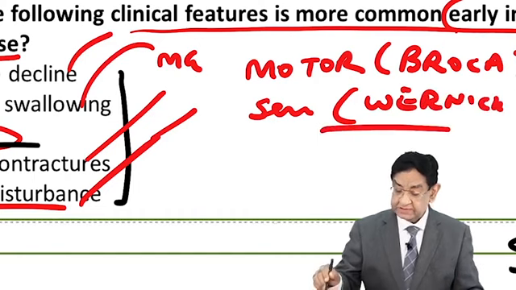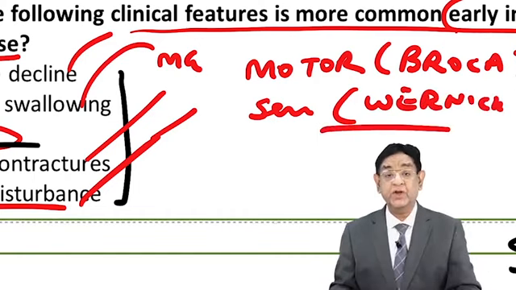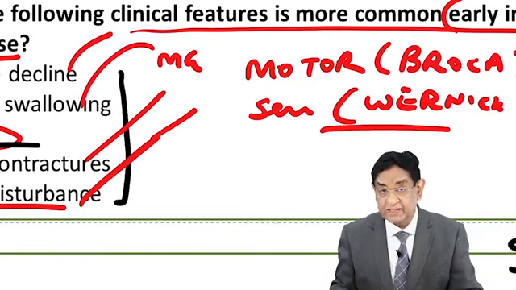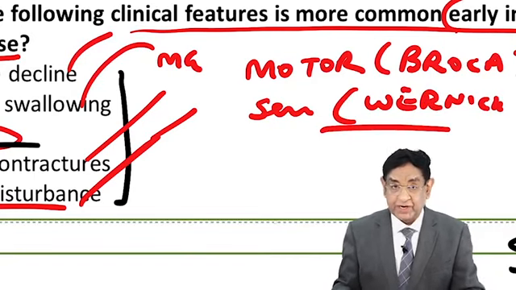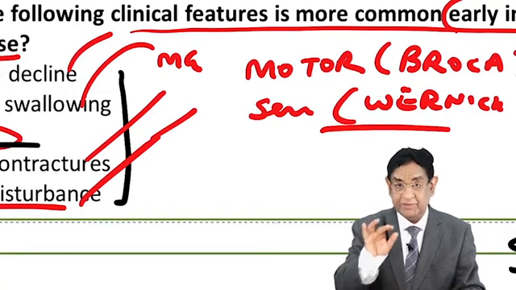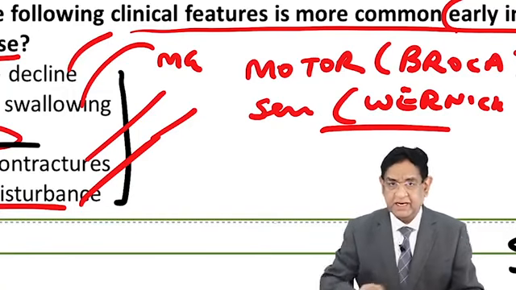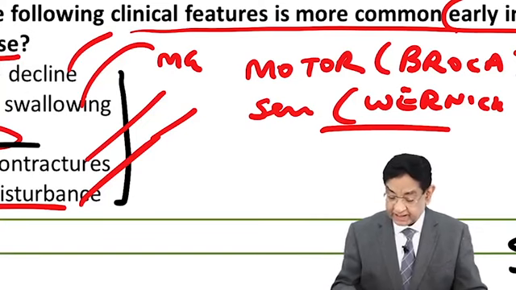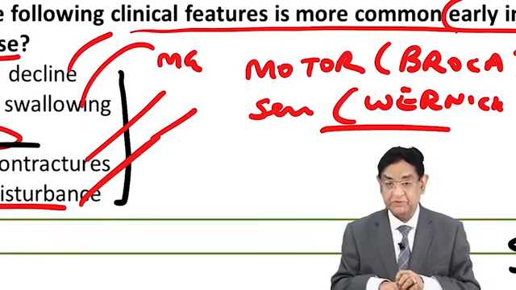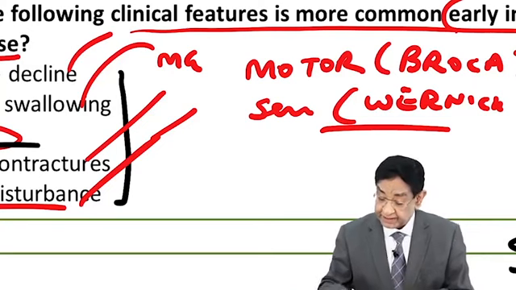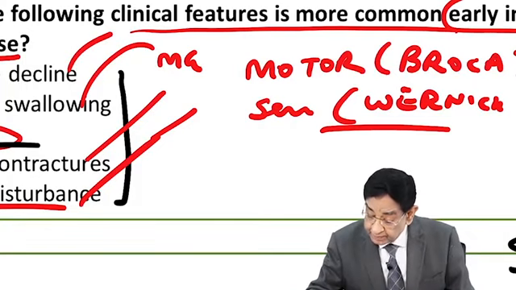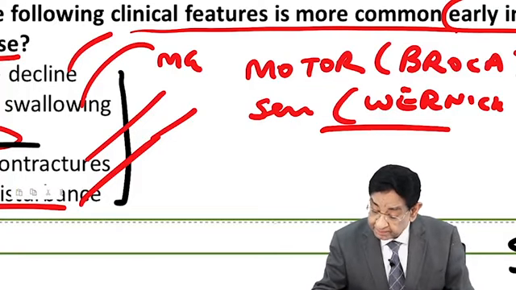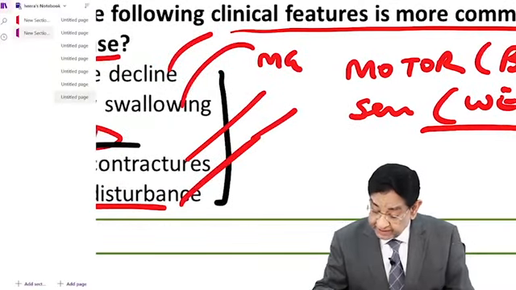Why can speech disturbance not occur? Write down the answer in your copy and don't forget to WhatsApp me later on. But at the moment, don't waste time. Just write down the answer in your copy. Why can speech disturbance not occur in multiple sclerosis? Quickly. You have 30 seconds to think and answer.